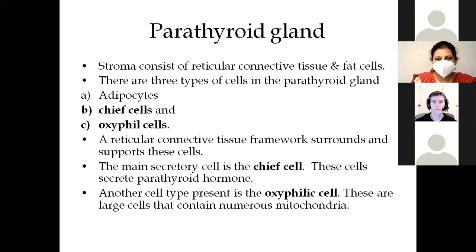These are the types of cells. There are three types of cells present in the parathyroid gland: adipocytes, chief cells, and oxyphil cells. A reticular connective tissue framework surrounds and supports these cells. The main secretory cell is the chief cell. These cells secrete parathyroid hormone, and there is also another variety of cells known as the oxyphil cells. These are large cells, and they contain numerous mitochondria.